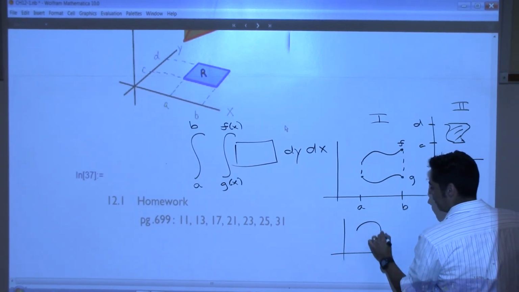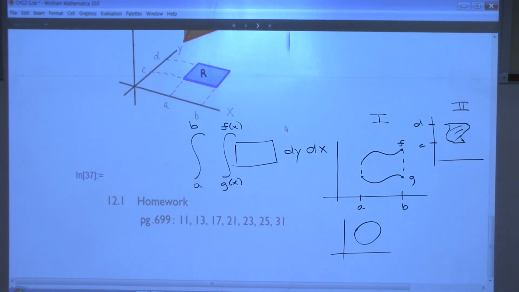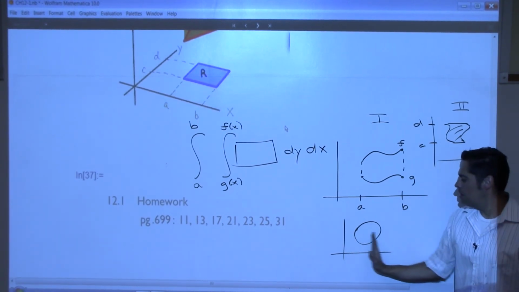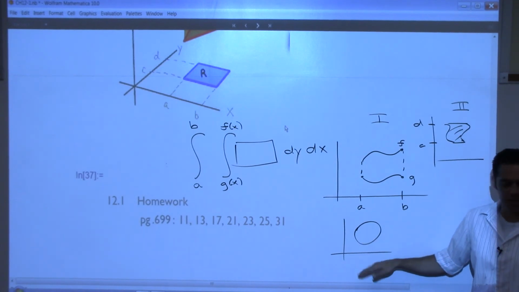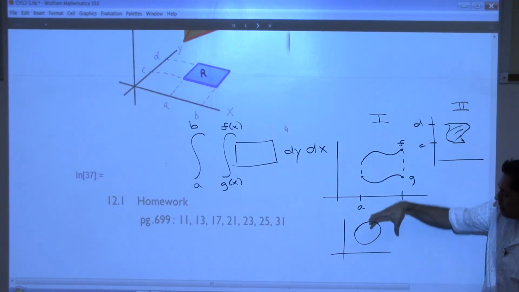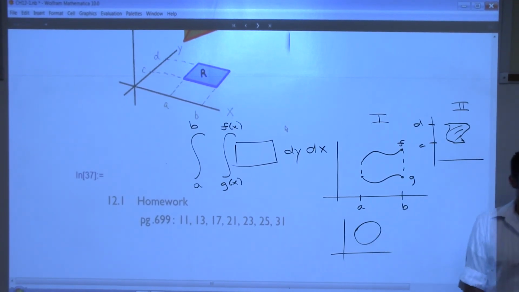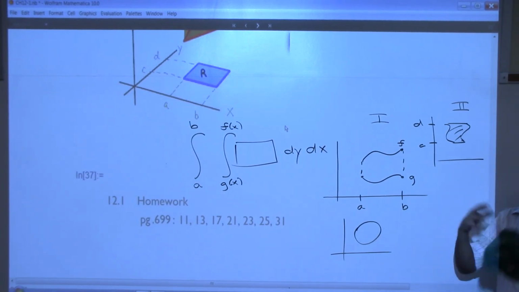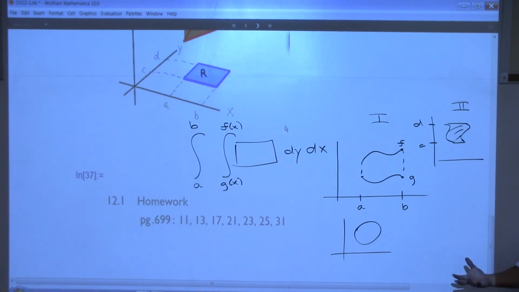I mean, that seems like a natural region to want to integrate over. Circle or something like that. See, that's not a type 1 or type 2, because you can't fix your x's between two constants and your y between two functions, because the top part of a circle and the bottom of a circle are not a function. So in order to attack this, we're going to have to change our whole perception of coordinate systems. We're going to go to polar coordinates. We're going to get out of Cartesian coordinates and go to polar coordinates.